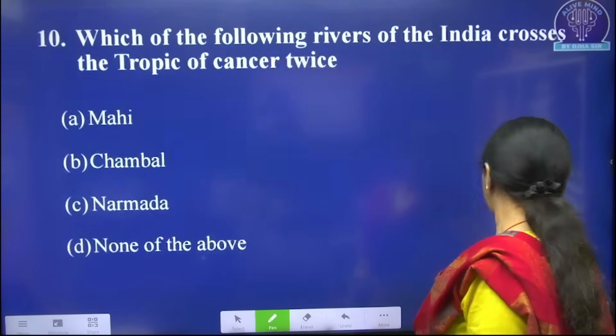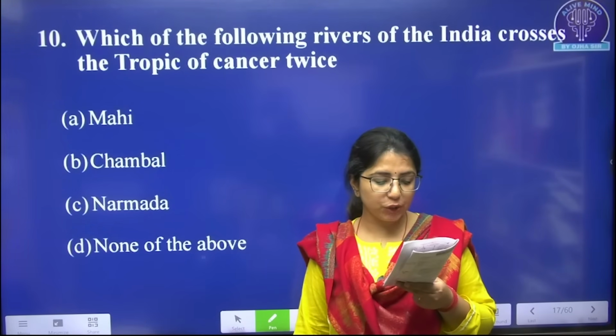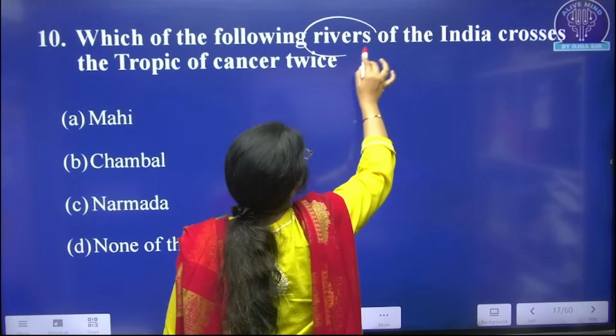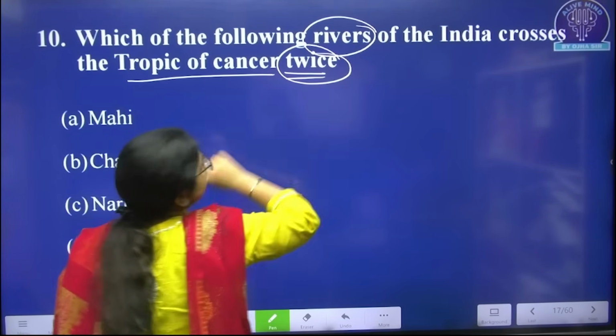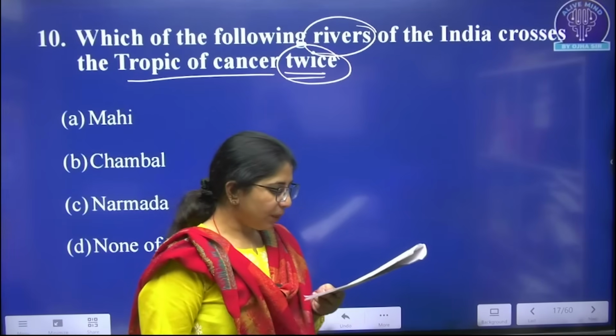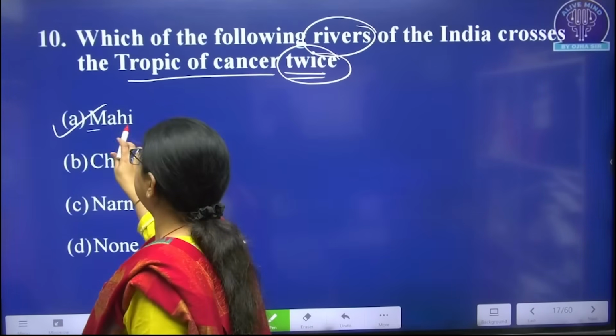Then is question number 10. Which of the following rivers of India crosses the Tropic of Cancer twice? They have asked about the rivers which are crossing the Tropic of Cancer twice. The options are Mahi, Chambal, Narmada or none of the above. The answer is A, Mahi.